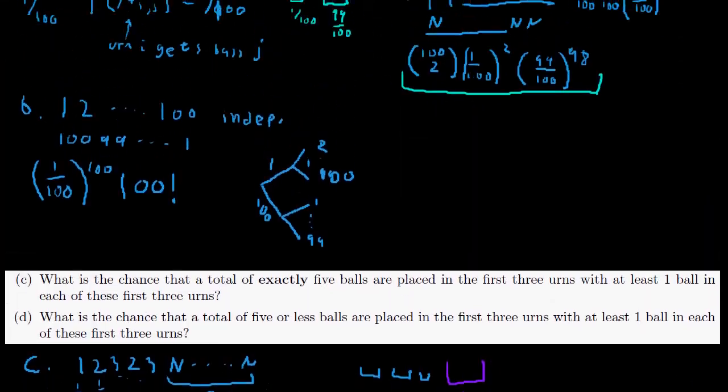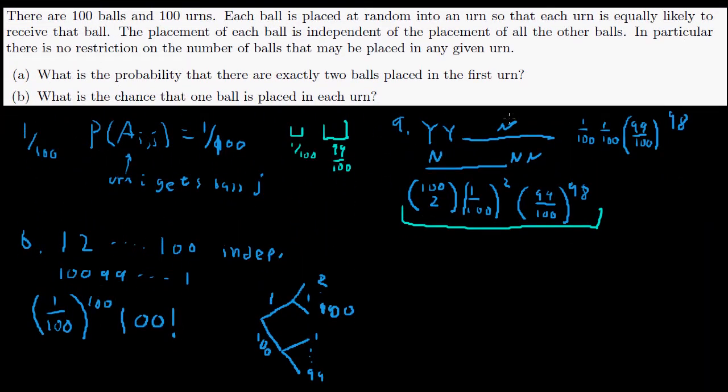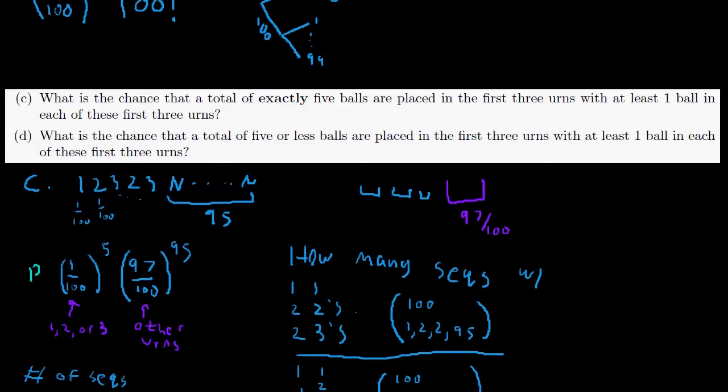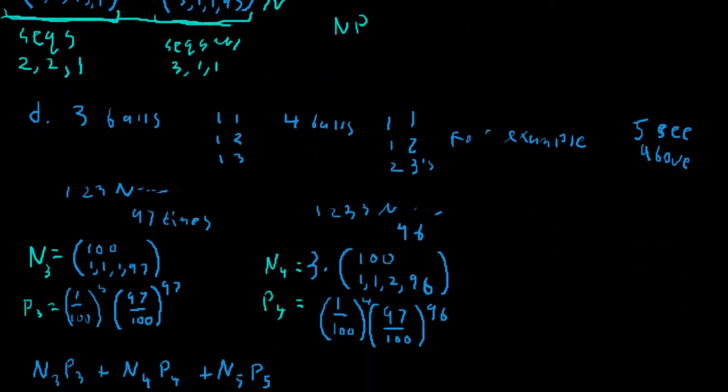Back to the urns and balls problem. Let's refresh ourselves quickly on what the problem is. We have 100 balls, 100 urns. Each time we put a ball in an urn. We do this until all the balls are exhausted, and every time, every urn has an equally likely chance of getting every ball. So now it's asking, what is the probability that exactly 2 balls are placed in the first urn and exactly 3 balls are placed in the second urn?